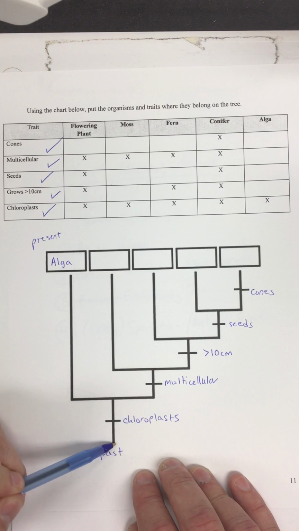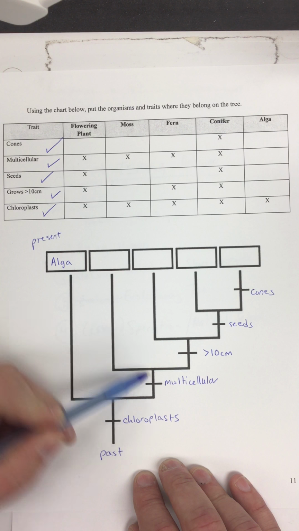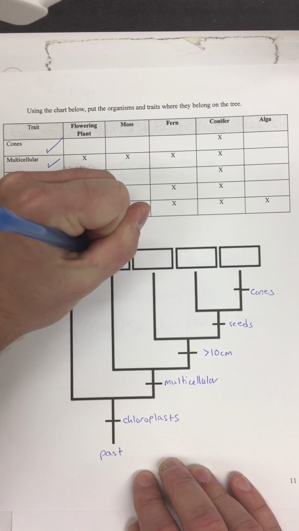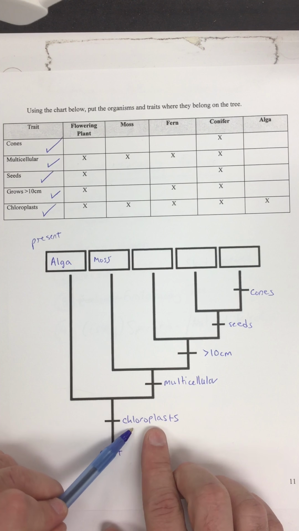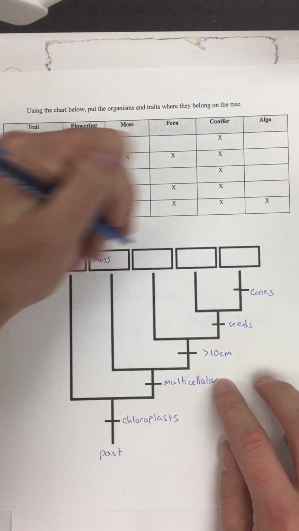All right, next one. Chloroplasts and multicellular, but nothing else. What goes there? Moss, right? Multicellular chloroplasts, moss goes there. Next one. Chloroplasts, multicellular, and greater than 10 centimeters, but nothing else. What goes there? Fern.